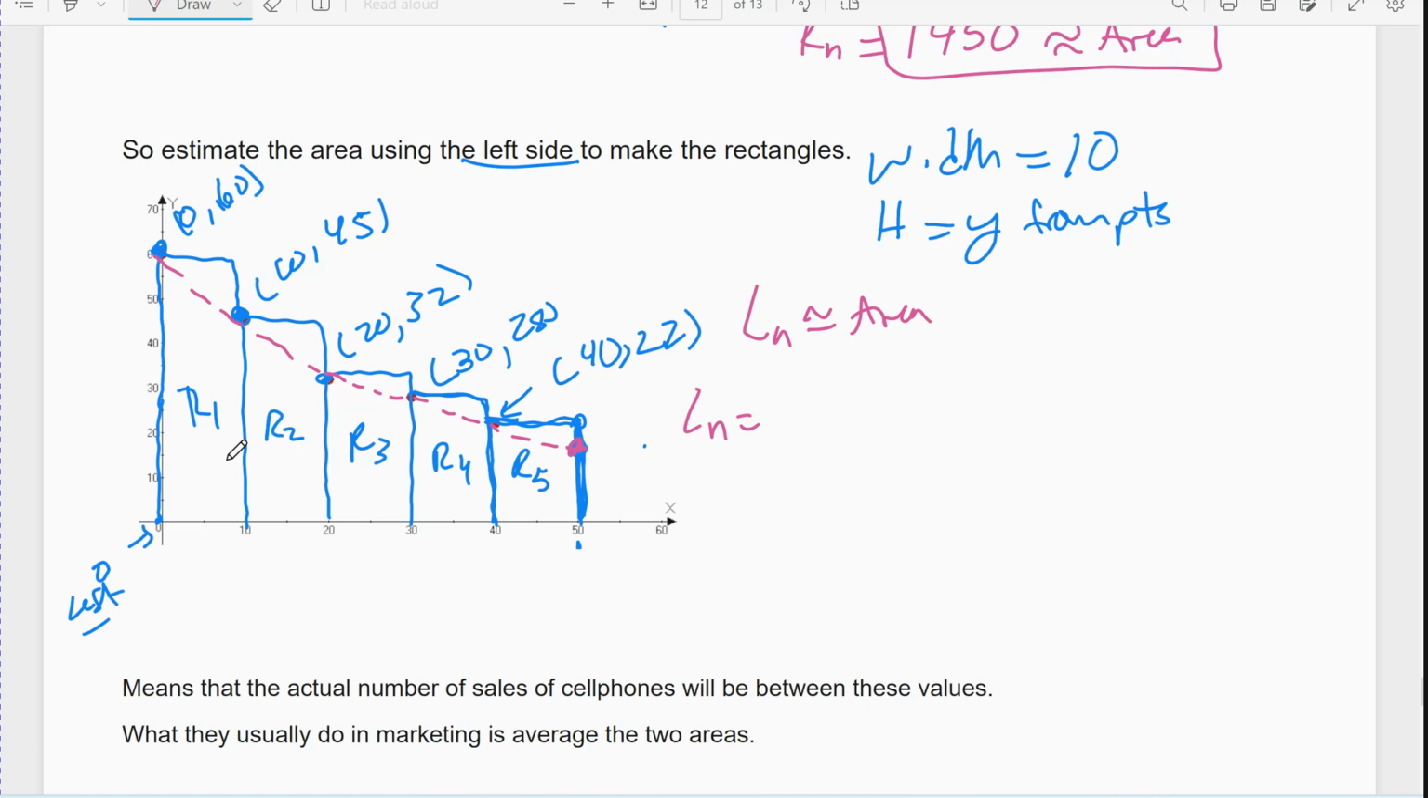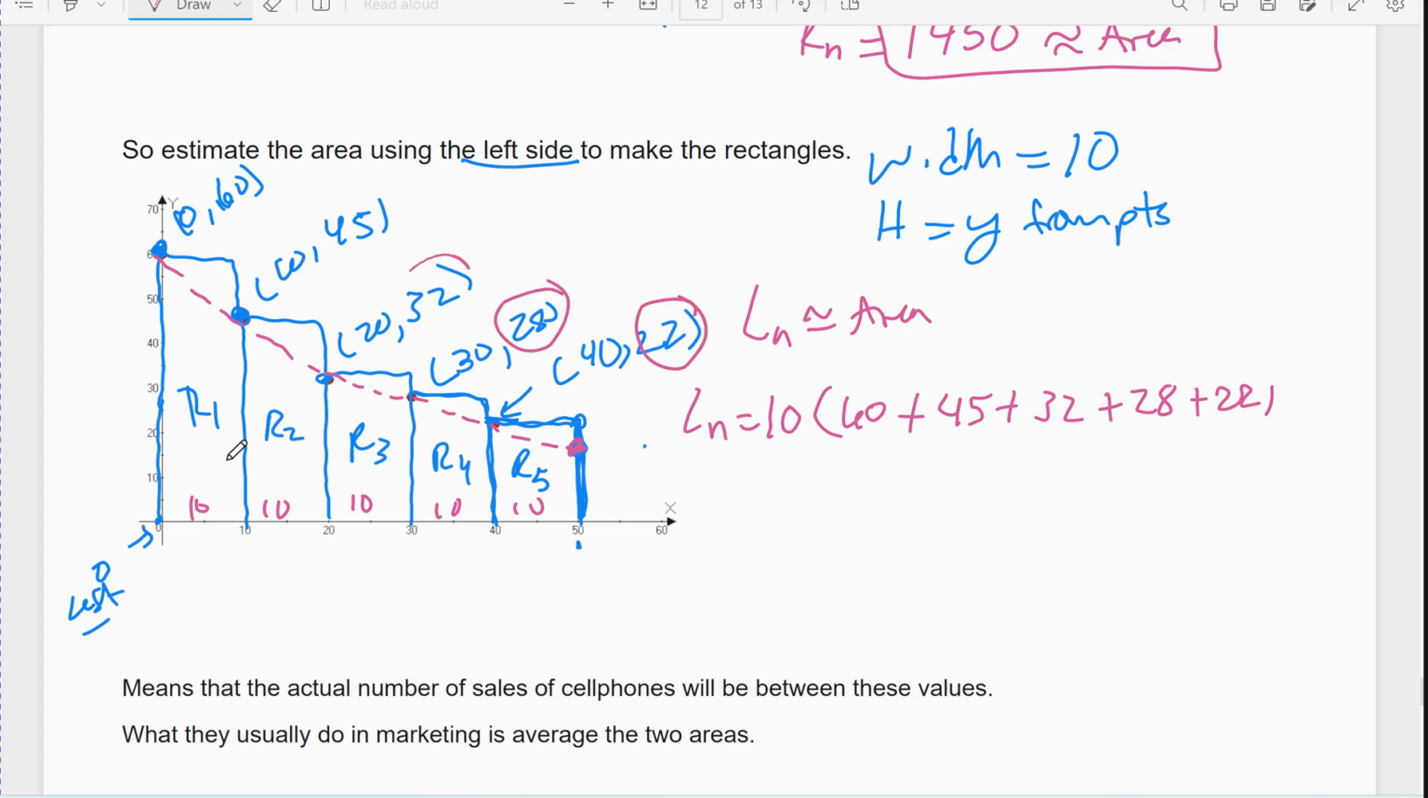All right, so again, each one of my rectangles is 10 units wide. It goes by tens. And this time again, I'm going to just write 10 on the outside because I think it's easier to do that. It would be 10 times all of my heights. So it's going to be 10 times 60 plus 10 times 45, 10 times 32, 28, and 22, because those are the heights. Those are the values that we use for the height.